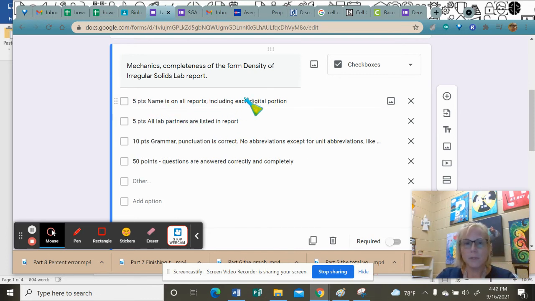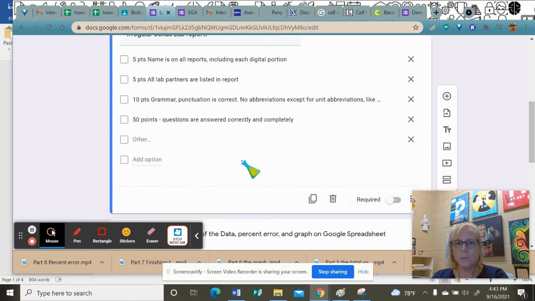Make sure that your name's on everything. Your lab partners' names are listed in the report, that your grammar and punctuation are correct, and you're not using abbreviations except for the units. Like you can use milliliters, grams, but you can't just put abbreviations in a lab report. And then up to 50 points. Some of these points can change depending on how many questions are in the lab report or how many graphs you have. So this might change a little bit, but the answers need to be correct and complete.